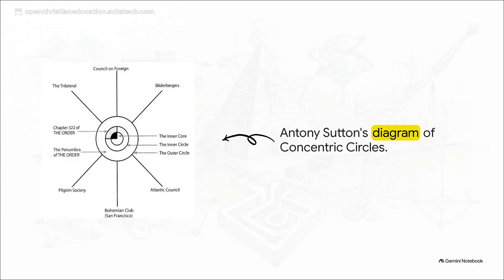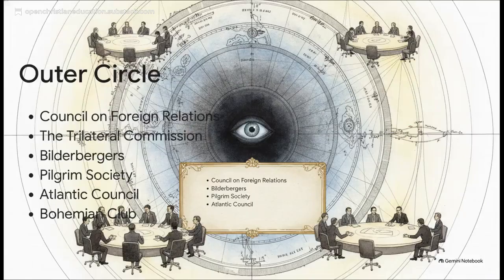To answer exactly how they operate, modern authors have mapped out a very specific structural anatomy. Antony Sutton describes it brilliantly as a series of concentric circles. So picture this. At the very center, you have a completely hidden inner core and inner circle, something like Chapter 322 of Skull and Bones. This tiny, totally secret, invisible center casts a massive shadow over a much larger, highly visible outer circle. Now, this outer circle, what Sutton calls the penumbra, is made up of open, completely legal organizations you've almost certainly heard of. We're talking about the Council on Foreign Relations, the Trilateral Commission, the Bilderbergers.